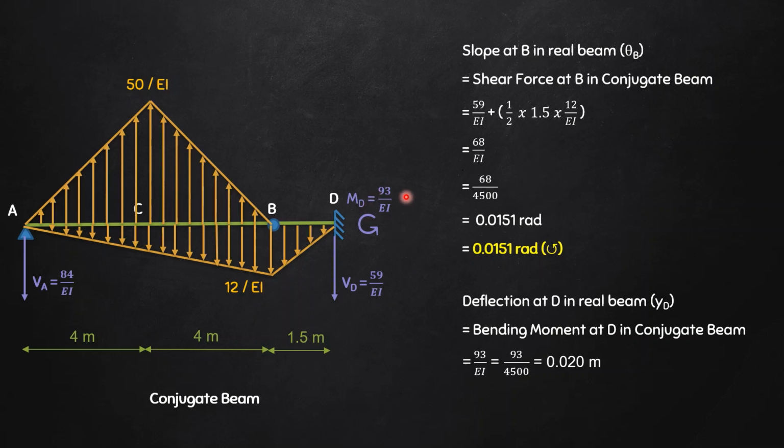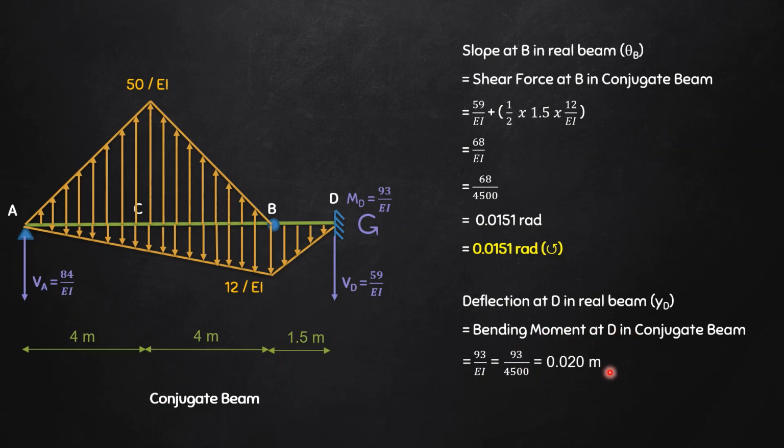And what is the sign convention? Right of section, anti-clockwise moment is taken as positive. So this is 93 divided by EI positive. Putting the value of EI, I can get the value of 0.020 meter.